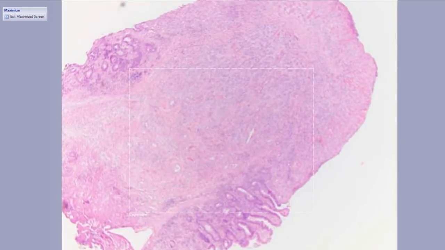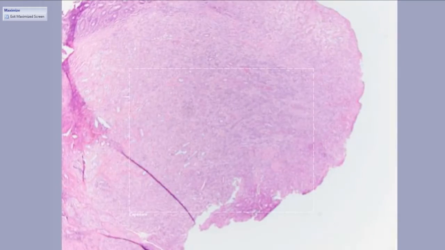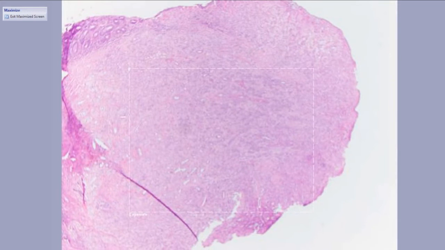At low power, looks pretty bland, looks kind of like granulation tissue. If you wanted to call this granulation tissue, that's perfectly fine, no harm, no foul. You might even be effectively correct.